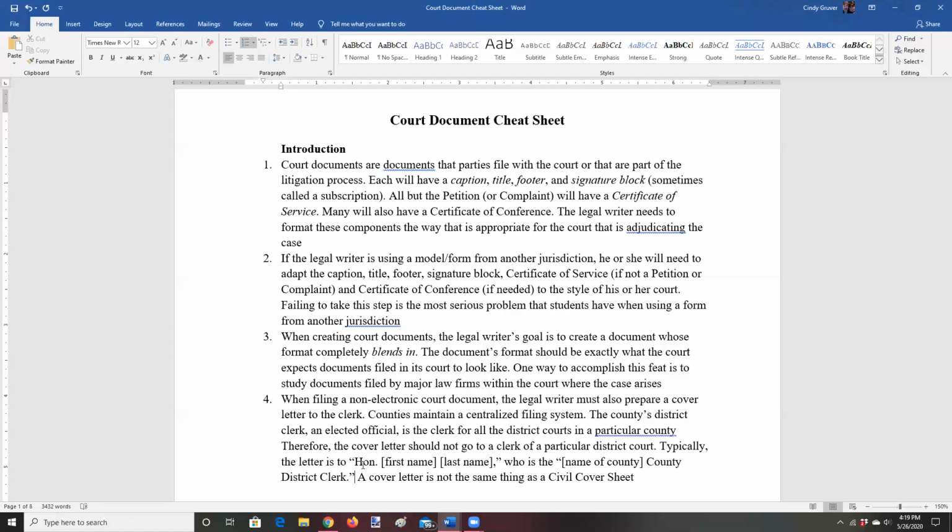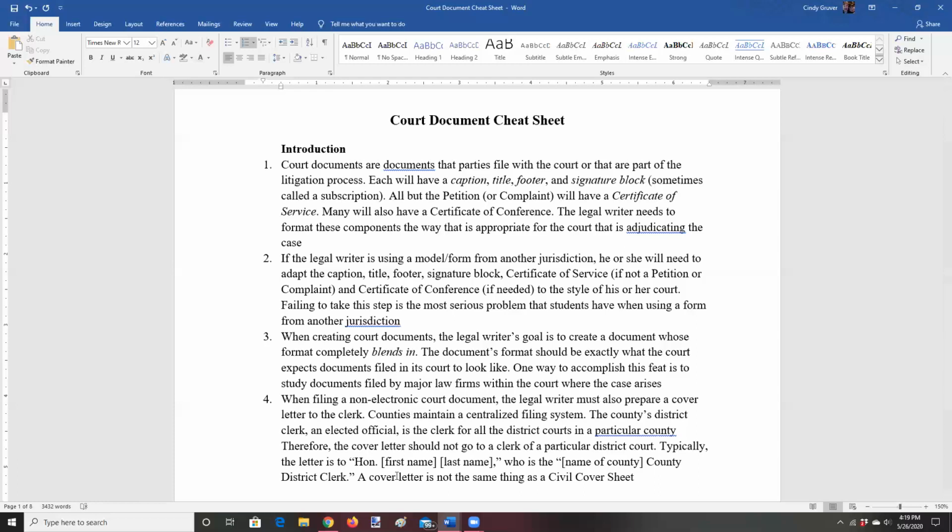Sometimes people think, well, what about this civil cover sheet? Should I send one of those? Well, that is often required in Texas district courts, but it's a different thing from a cover letter. A cover letter is literally just a letter saying, hey, attached is the document that we want filed.